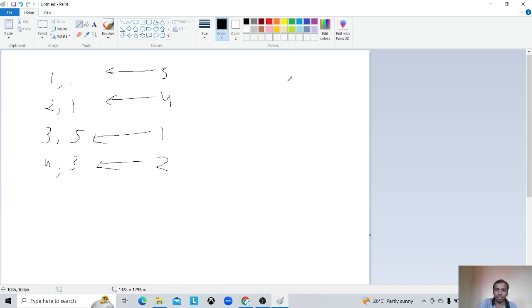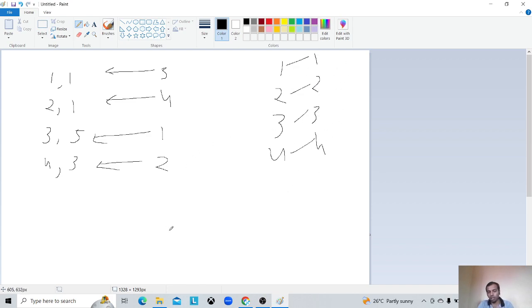For example, if it is a normal queue, and I entered 1, then 2, then 3, then 4, when I try to pop it out, I would get 1, then 2, then 3, then 4 in sequence.